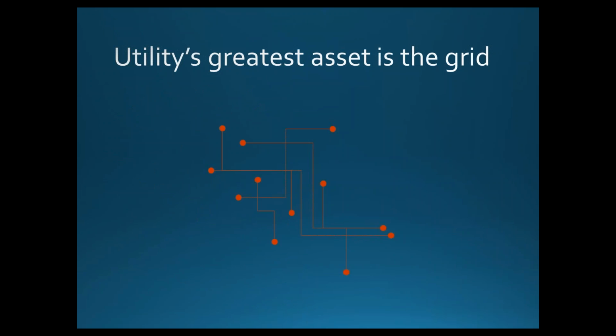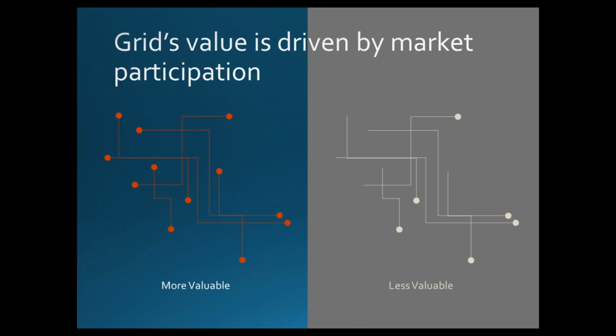All right, very simply, the grid is the greatest asset the utility has. The power generation itself is highly commoditized. It's come down in cost. Gas is the margin in most places. The one thing that the utility has to offer that's special, different, and really powerful is the grid. But it has to transform from what it is today to something a little richer and deeper. So next slide, please.